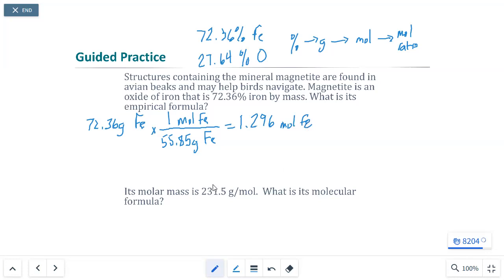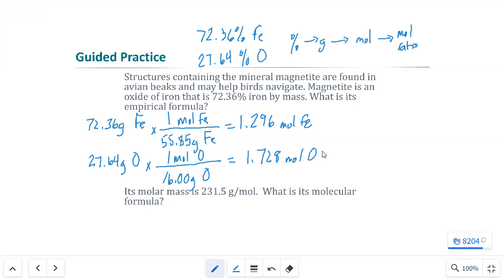Now, that's only one part of this. The other part is the oxygen. So I can start with the 27.64 grams of oxygen. Turn that into moles by dividing by its molar mass. So 27.64 divided by the molar mass of oxygen, which is 16. 1.728 moles of oxygen.